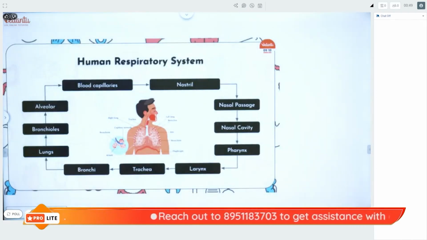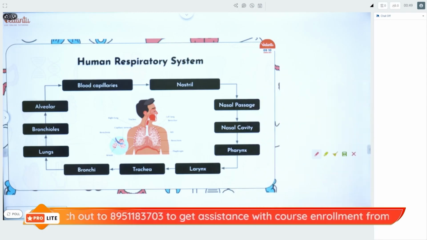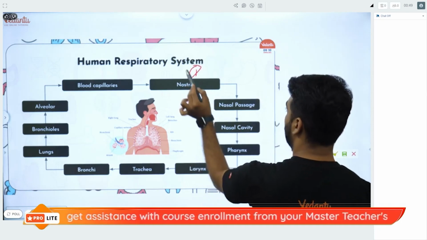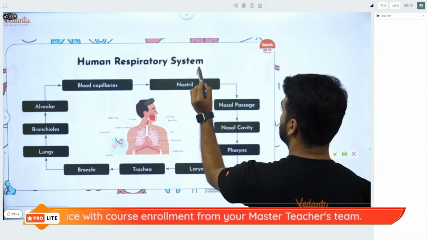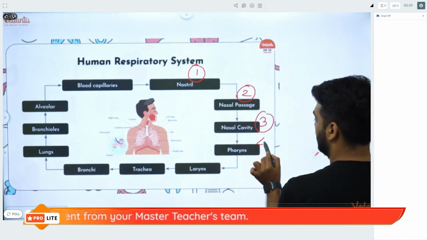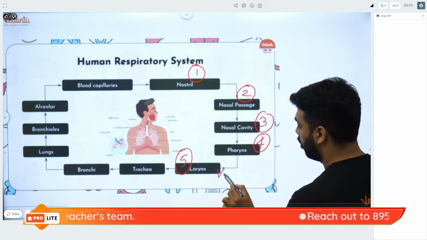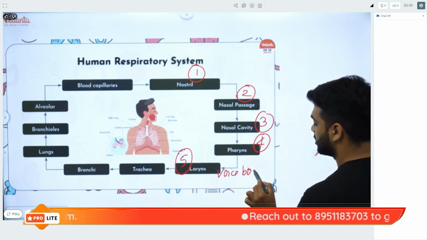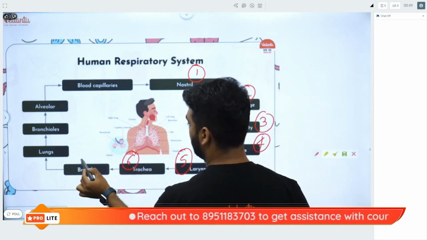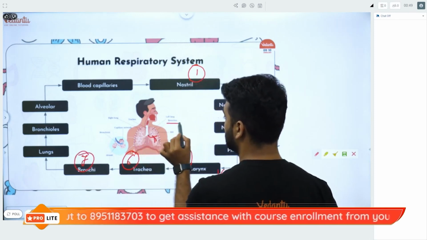Now, how does the air pass, or how does oxygen move through our body? So through the nostrils, it enters into the nasal passage. From the nasal passage it goes into the nasal cavity, then the pharynx, then the larynx. This larynx is nothing but your voice box. Then it moves to the trachea. From the trachea it goes to the bronchi.